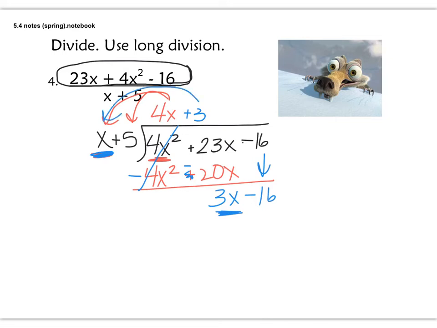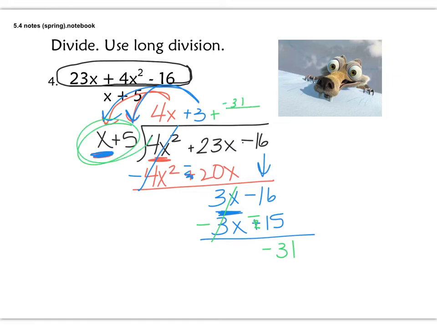Then we distribute. 3 times x is 3x. 3 times 5 is 15. And then don't forget, we need to change your sign. That cancels, and that gives me a negative 31. I have nothing left to bring down. I cannot multiply an x to make negative 31, so therefore that is my remainder. And we always add on our remainders. That's negative 31 over whatever you're dividing by, which is x plus 5. Is that a factor of the original problem? No. It's got a remainder, so it's not a factor.